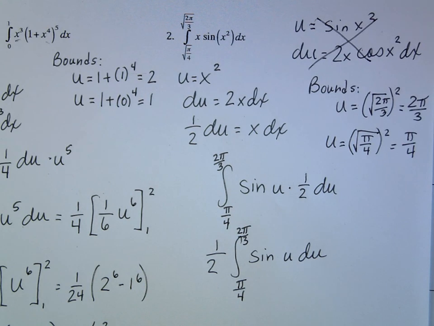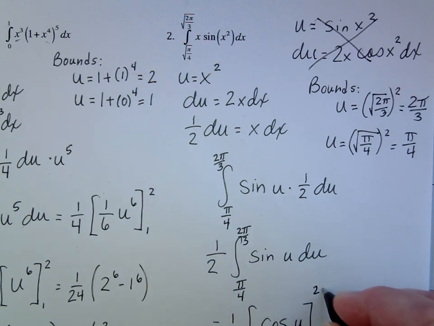All right, so then I've got to figure out, well, what is the integral of sine? And the integral of sine is a negative cosine. So the negative's going to come out with the 1/2. I'm going to put the negative in front with the 1/2 and keep the cosine of u. And that is going to be going between pi over 4 and 2 pi over 3.